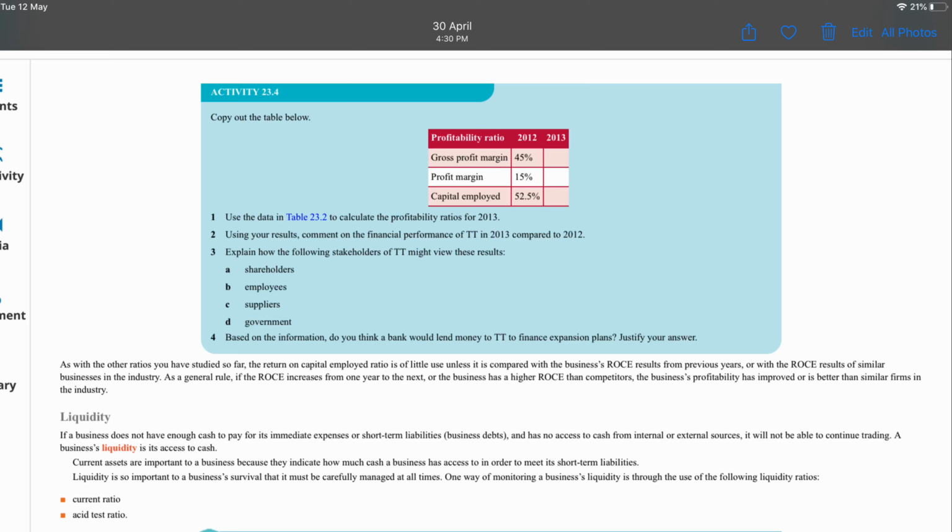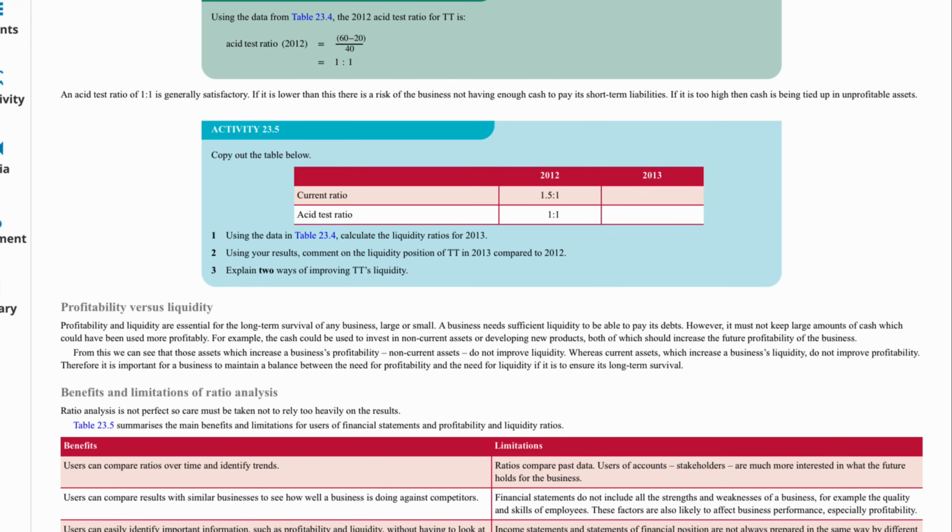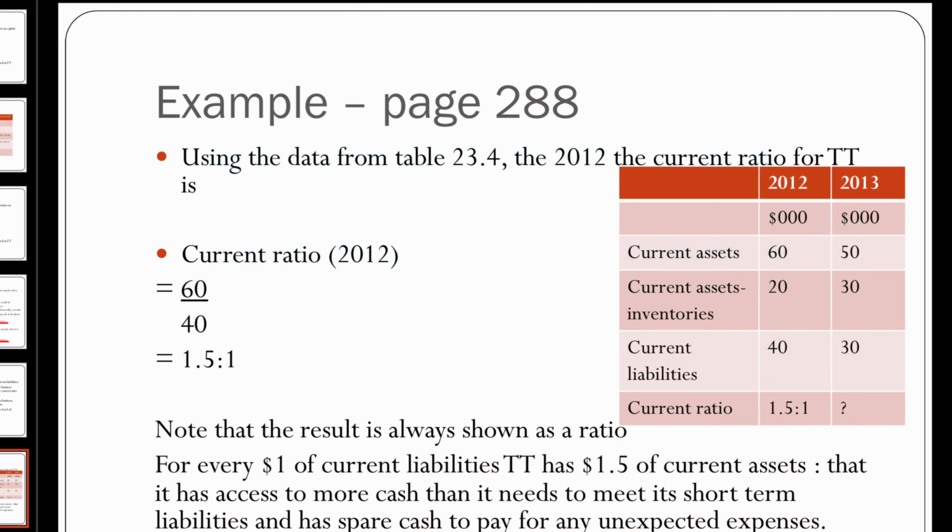Next one, 23.5. Let's look at the first one. Using the data in table 23.4, calculate the liquidity ratio for 2013. Let's look at table 23.4. The table here shows 2012, but we have to calculate 2013.